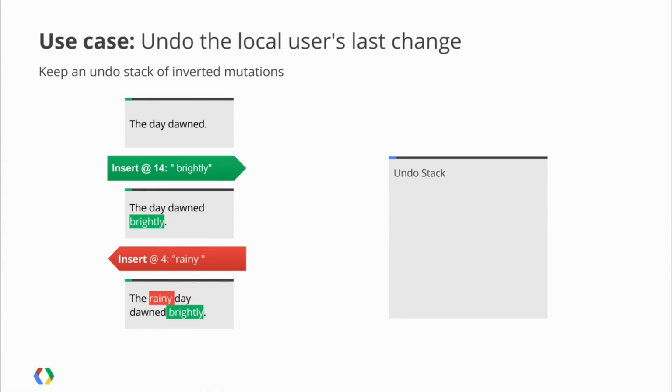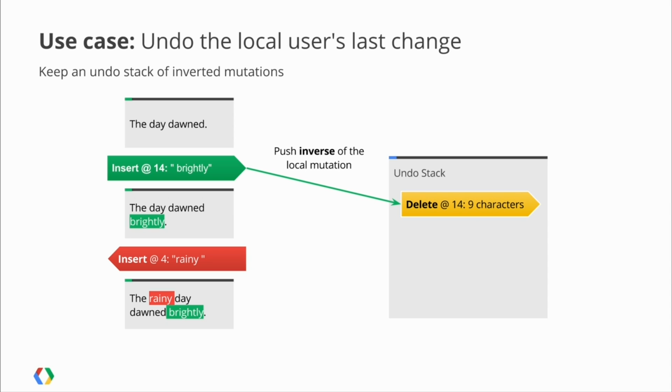So we start with this document, "the day dawned," and the local user tries to insert "brightly" into it. Whenever the local user makes a change, we add a mutation to the undo stack. This mutation is the inverse of the original mutation, such that if you applied this inverse mutation, it would undo the original mutation. In this case, the opposite of inserting "brightly" is to delete 9 characters. So now this undo stack consists of a set of mutations that reverse the changes the local user has made. And then later on the document, somebody else went ahead and made some more changes.